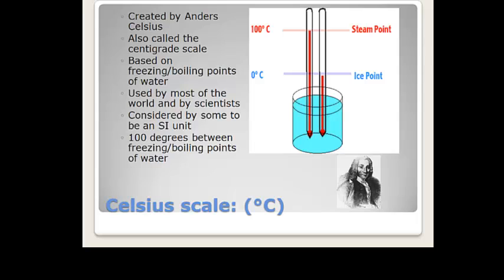So Anders Celsius decided he was going to make an easy scale to use, and water always freezes at the same temperature, so he said that would be 0. And water boils at sea level at the same temperature, and so he said that would be 100.